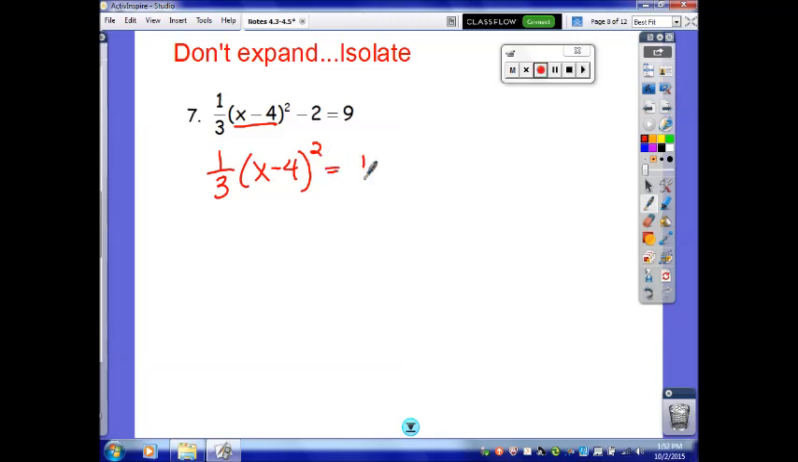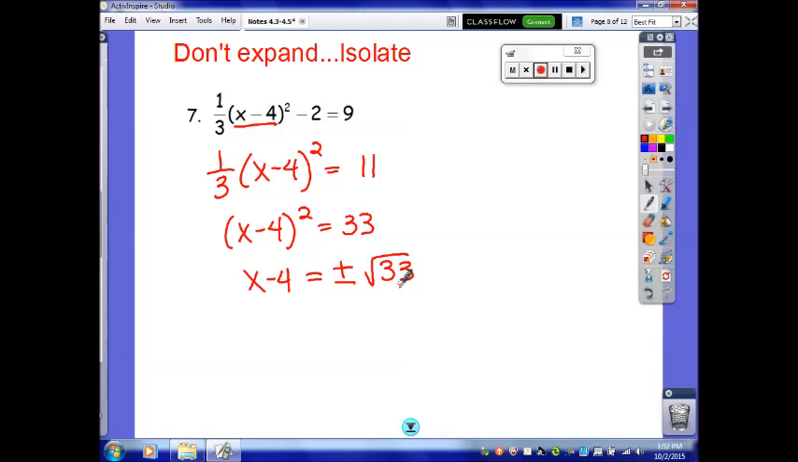All right, so add 2 and I get 11. Multiply by 3, get 33. All right, like I said, now this is a single term. So now we can square root both sides. So when I take the square root of x minus 4 squared, I just get the x minus 4 back equals, now don't forget that plus or minus, the square root of 33. I just square rooted both sides.